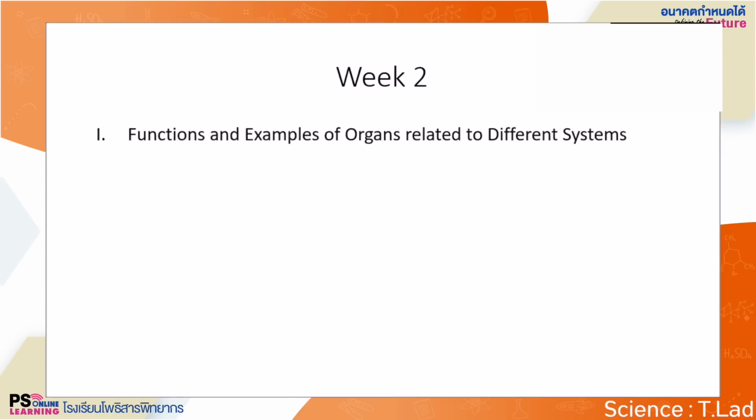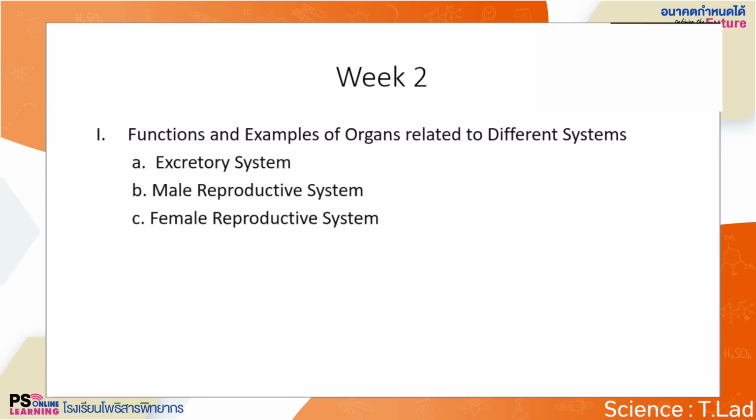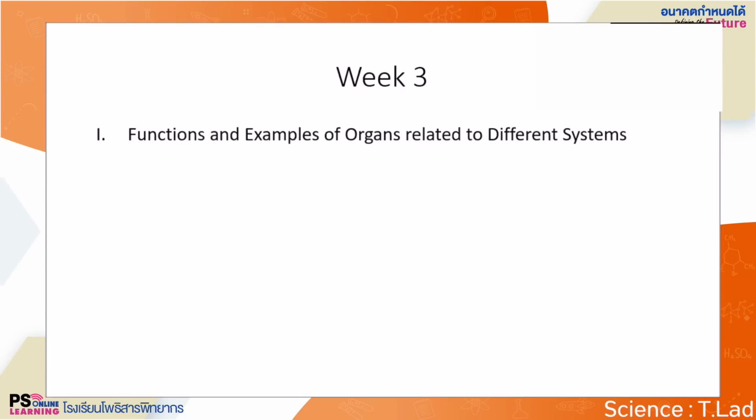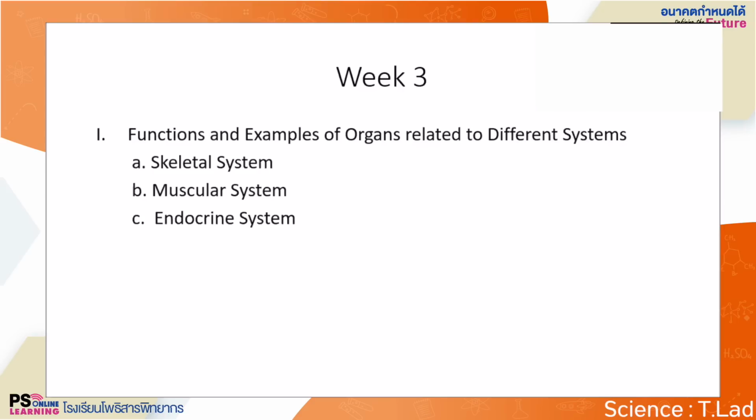And then for week 2, we will continue with the functions and examples of organs related to these 5 systems of humans. So excretory system, and then male reproductive system, female reproductive system, nervous system, and circulatory system. And then for week 3, still the same, functions and organs related to different systems such as the skeletal system, muscular system, endocrine system, integumentary system, and immune system.